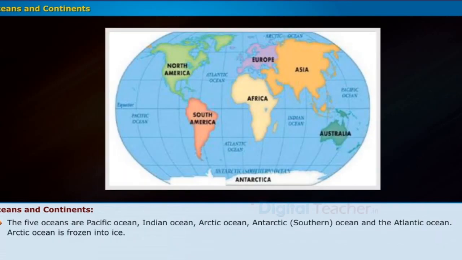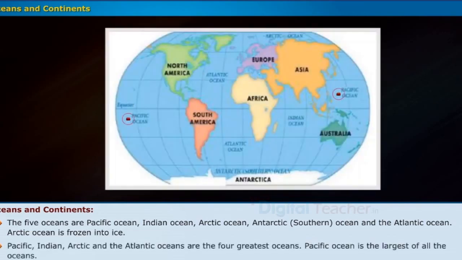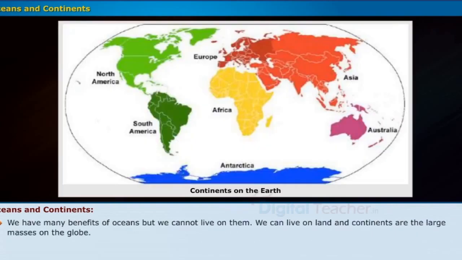The 5 oceans are Pacific Ocean, Indian Ocean, Arctic Ocean, Antarctic or Southern Ocean, and the Atlantic Ocean. Arctic Ocean is frozen into ice. Pacific, Indian, Arctic, and the Atlantic Oceans are the 4 greatest oceans. Pacific Ocean is the largest of all the oceans. We have many benefits of oceans, but we cannot live on them.